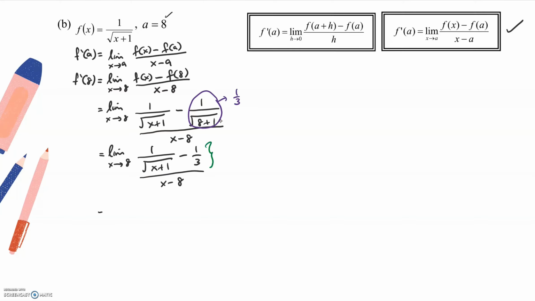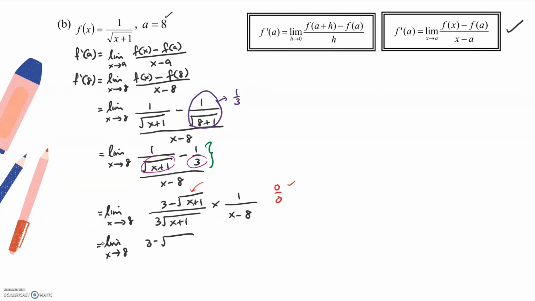So we have here the limit x tends to 8. So we equate the denominator and times with 1 over x minus 8. Now when we substitute x equals 8, we will end up with 0 over 0, as 8 plus 1 is equal to 9, so square root of 9 is equal to 3, and 3 minus 3 is 0. So we need to conjugate. So this is the conjugate.